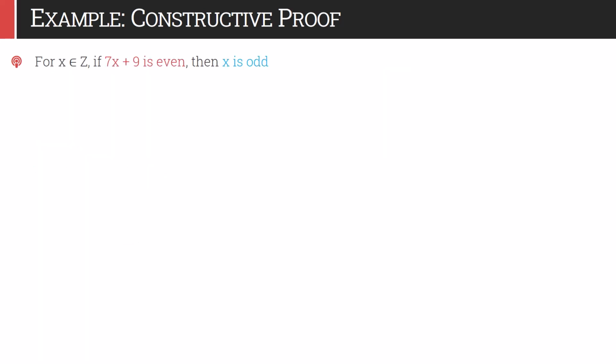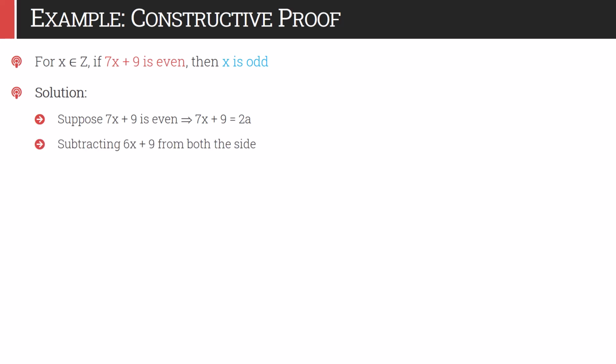For x belongs to Z, if 7x plus 9 is even, then x is odd. So as you can see, it is an if p then q kind of statement. So we have p as 7x plus 9 is even and q as x is odd. So let us start with our p. 7x plus 9 is even. As it is even, we can write it as 7x plus 9 is equal to 2a. Okay, so 2a is always going to be an even number.